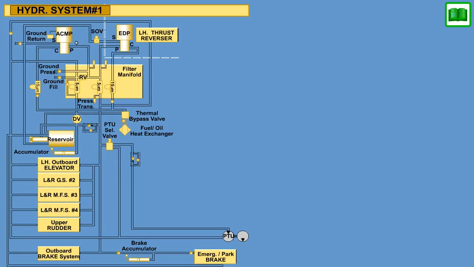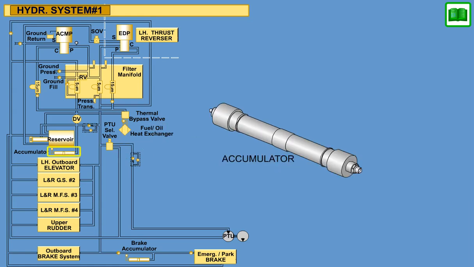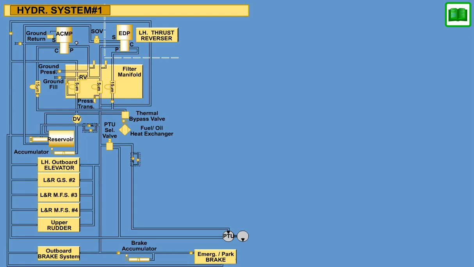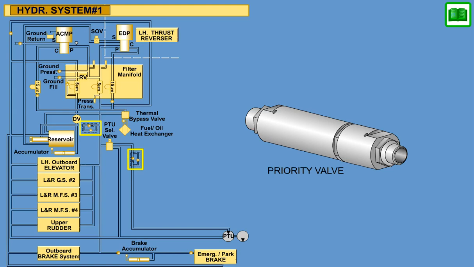Nitrogen gas pre-charged accumulators installed in all three systems provide bootstrap pressure to keep reservoir pressure at a sufficient level for pump startup and to prevent pump cavitation. In conjunction with the priority valves, the accumulators are designed to maintain bootstrap pressure for overnight parking of the aircraft or for pump start at high altitudes following a failure.